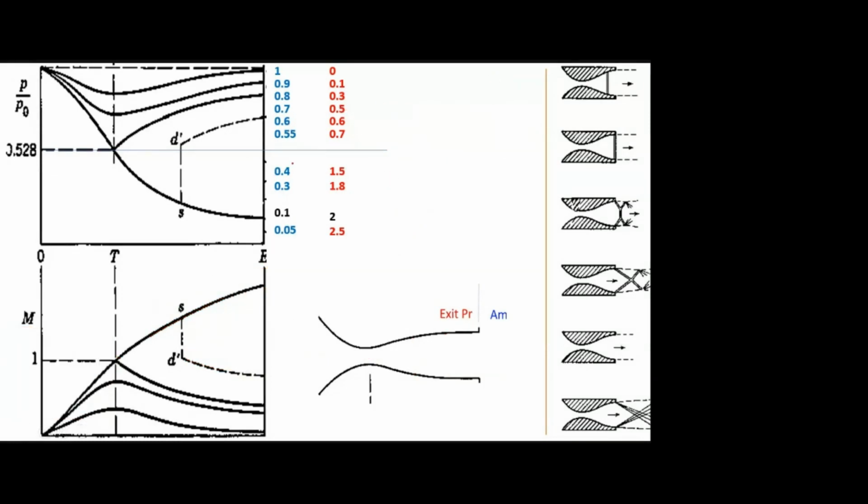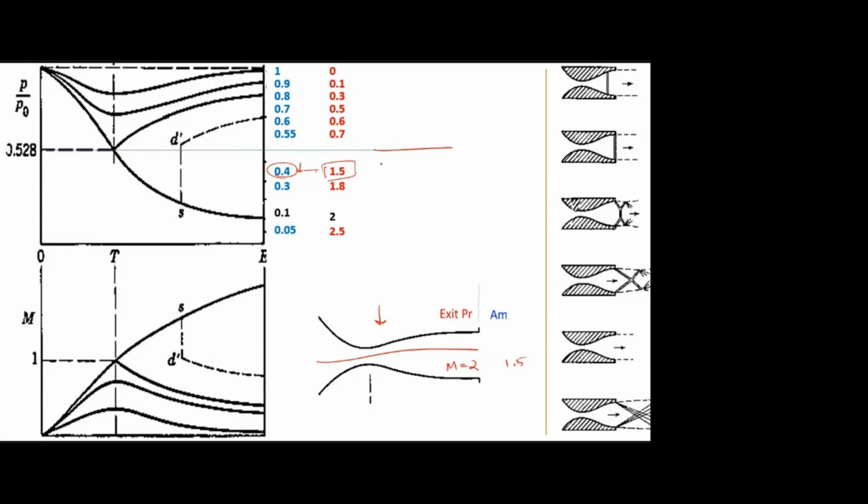Okay, this is over. Now assume I have a pressure ratio of 0.4 and the corresponding Mach number is 1.5. Now what happens? The duct is designed for Mach number 2, so it can accelerate to a maximum Mach number of 2. It cannot accelerate more than that. Now see, the outside pressure ratio is 0.4, so I should get 1.5.